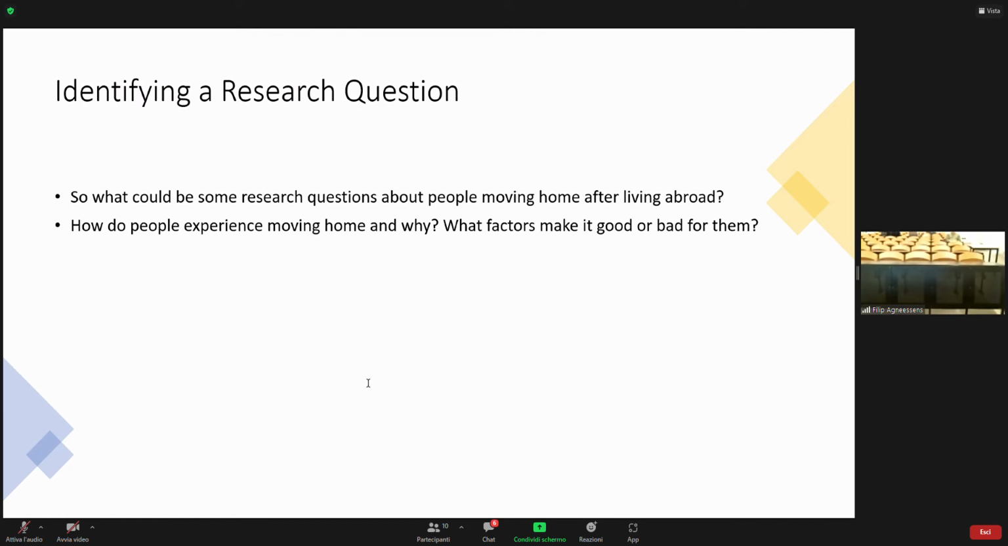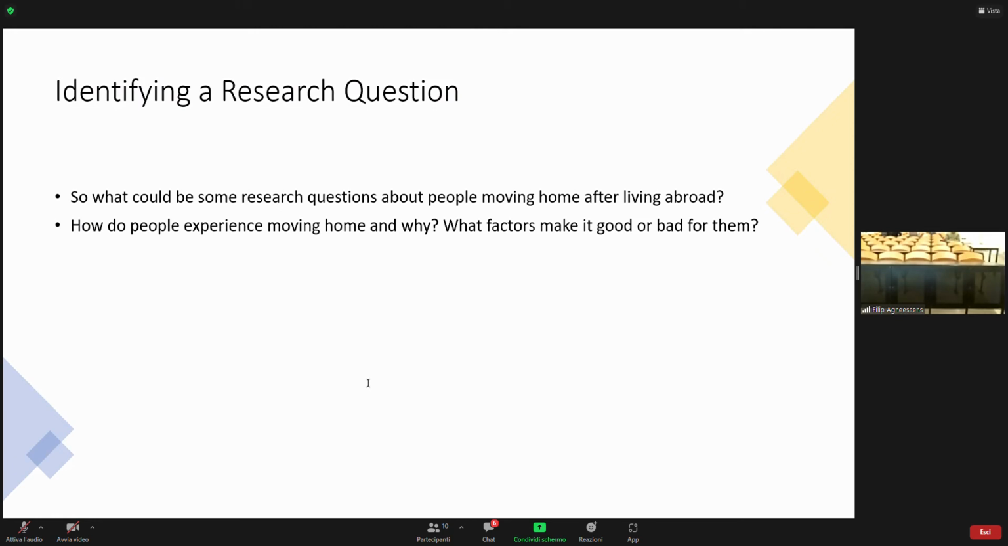Another thing we could look at is what happens after they come back. Is it a good experience or is it a bad experience? And beyond that, because if you have a good research question, it's never a yes or no question. It always has to be a broader question because you cannot do research and come up with an answer which just says yes in the end. So then what makes it good for some people and what makes it bad for other people?